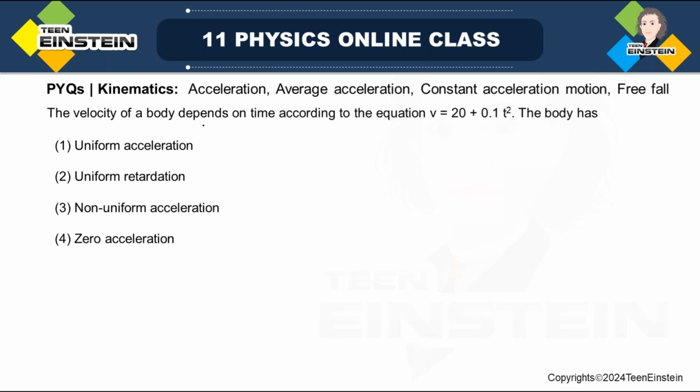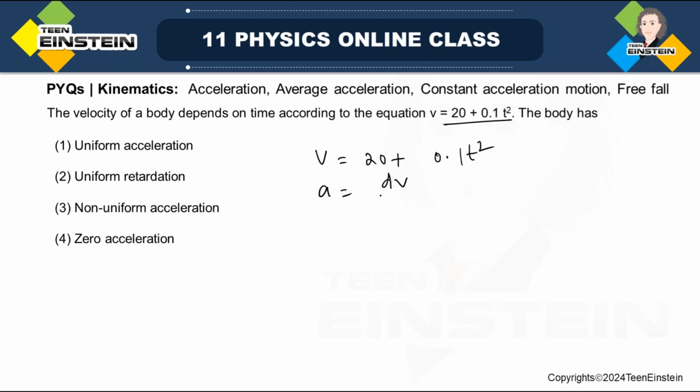So velocity of a body depends on time according to this. Okay, let me write this. This is the velocity 20 plus 0.1 t square. So the body has uniform acceleration, uniform retardation, non-uniform acceleration, zero acceleration. So a will be dv dt.